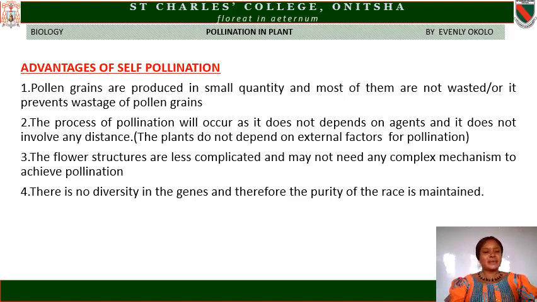Then number 3, the flower structures are less complicated and may not need any complex mechanism to achieve pollination. And number 4, there is no diversity in the genes, and therefore the purity of the race is maintained.